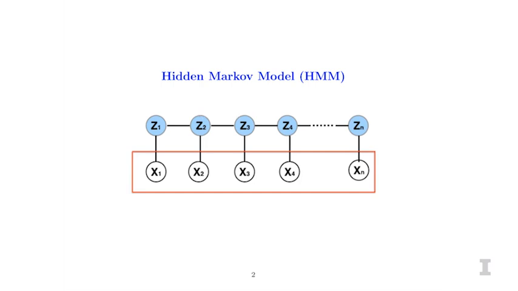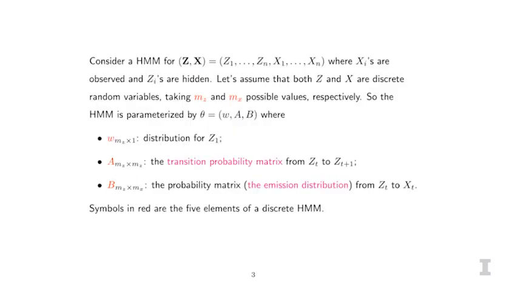You will see that this kind of conditional independence structure will help us to factorize the joint distribution between x's and z's. Well, this is a recap of what we have discussed so far.